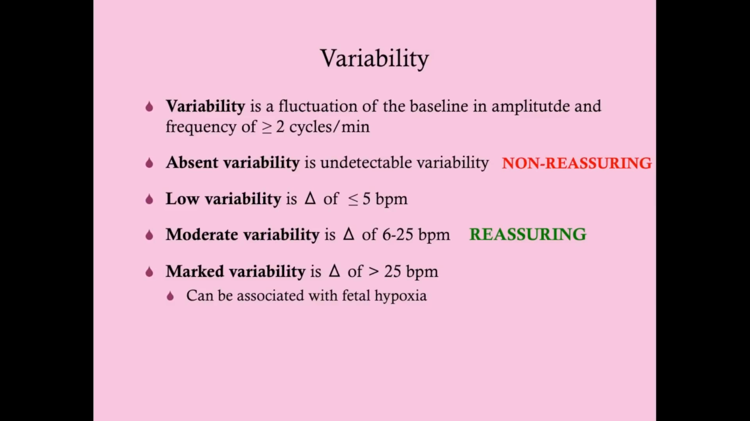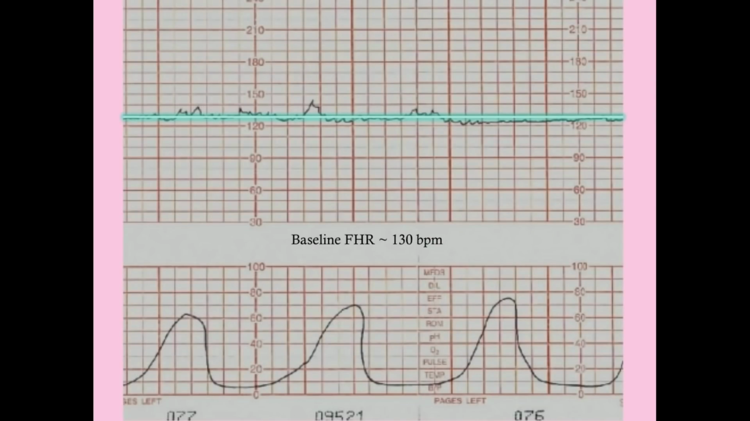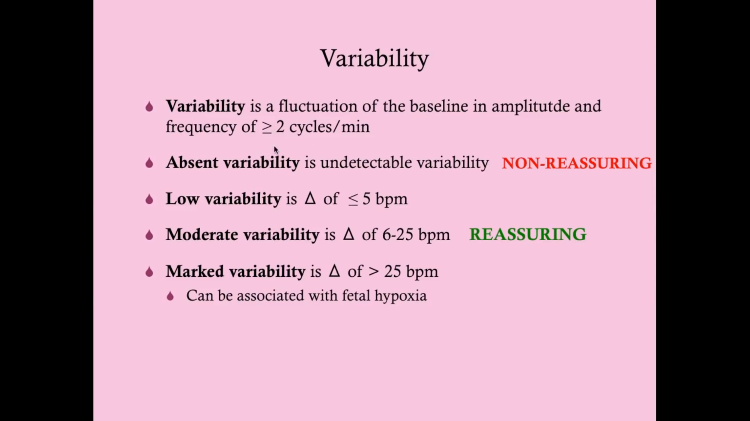Okay, so what is variability? You'll know variability when you see it. The definition is kind of obscure. So the technical formal definition of variability is a fluctuation of the baseline in amplitude and frequency of 2 cycles or more per minute. Okay, that isn't really useful to us. So let's just look at this from a practical perspective. So variability is kind of like what you see here. Okay, it's not just a straight line. There's movements around here. And so if you didn't have any of that, if it was just a straight line or a very smooth line, that would be absent variability, totally undetectable.